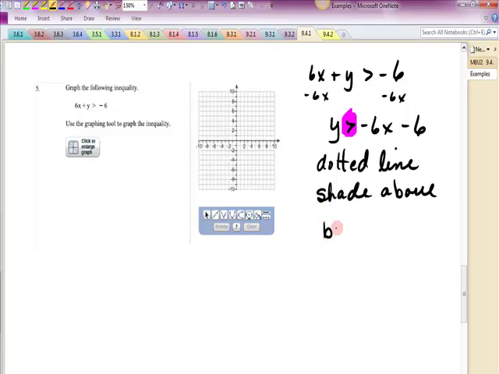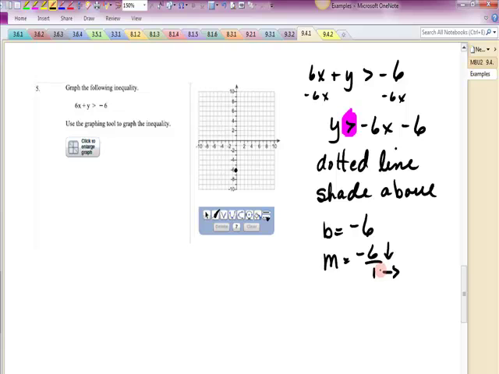I will begin at -6 on the y-axis. My slope is -6/1, which means down 6, right 1. I think this may be a problem, and I'll talk about that as we begin to graph. All right, line tool, dotted line. I begin at -6 on the y-axis.